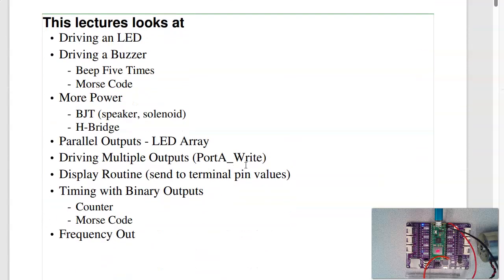What we're looking at in this lecture is driving an LED, driving a buzzer, making it beep 5 times, or output Morse code. How to get more power out. Again, the Raspberry Pi Pico can only do 12 milliamps. Suppose I want more power. I can do that by buffering it with a BJT transistor or an H-bridge. I can do parallel output. I can write to all the different pins, treating it like an 8-bit or 16-bit port. I can drive multiple outputs, have a display routine so I can see what's happening, and I can do some timing. So I can do things like a counter and Morse code. So that's what we're getting to today.